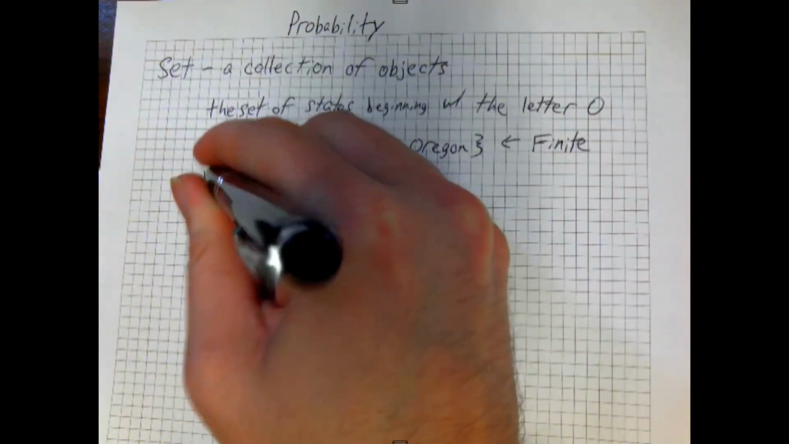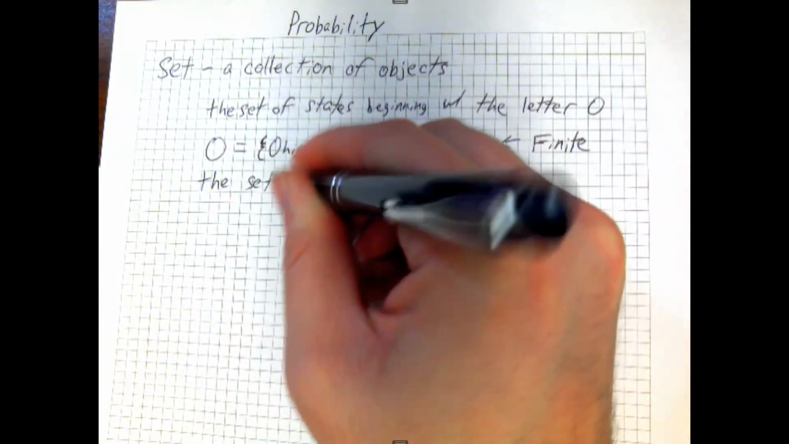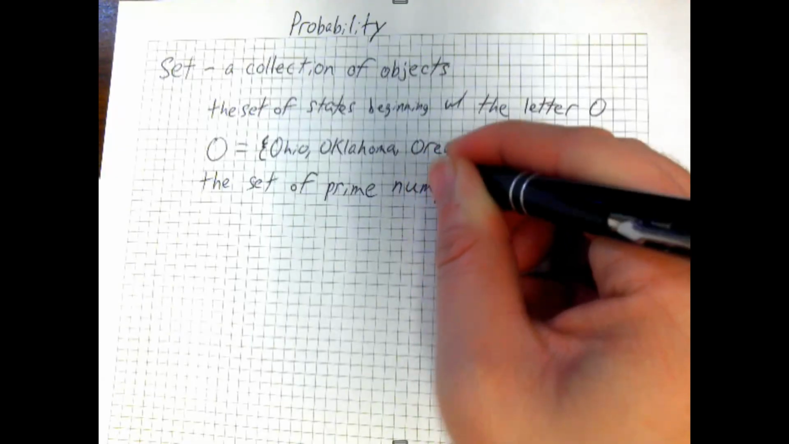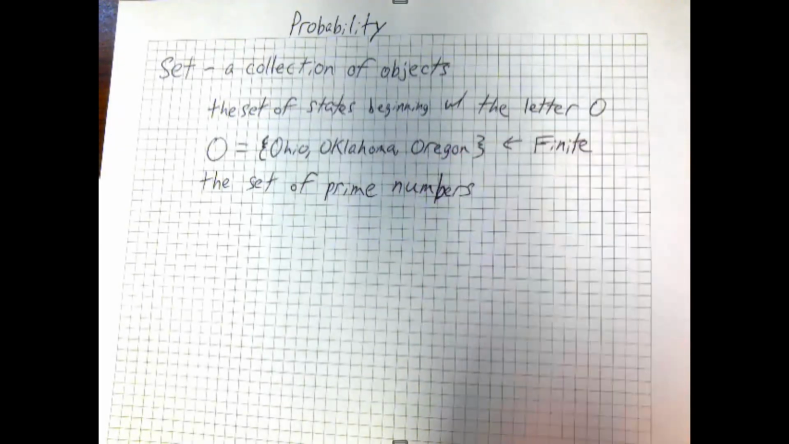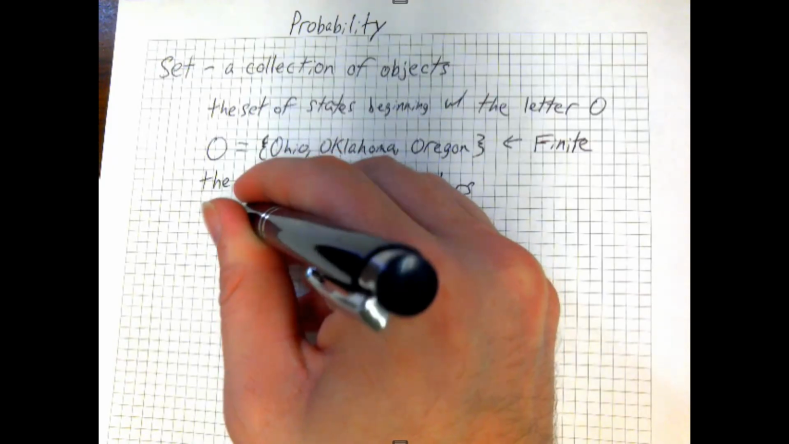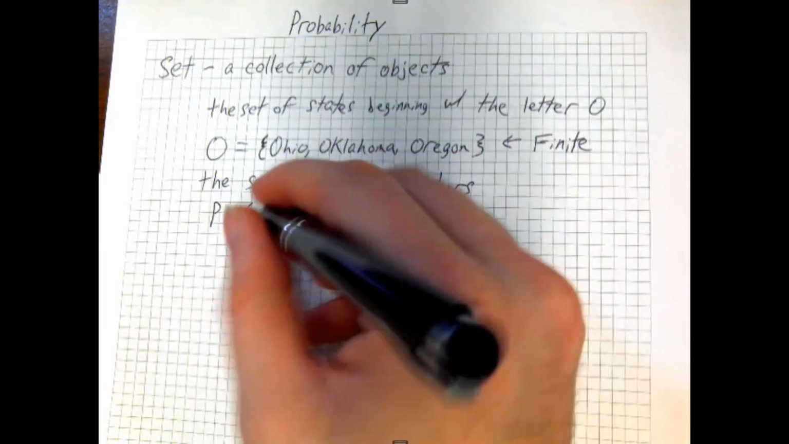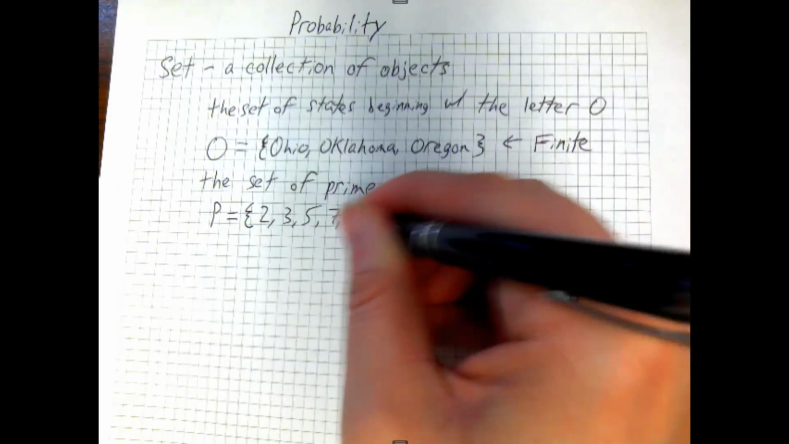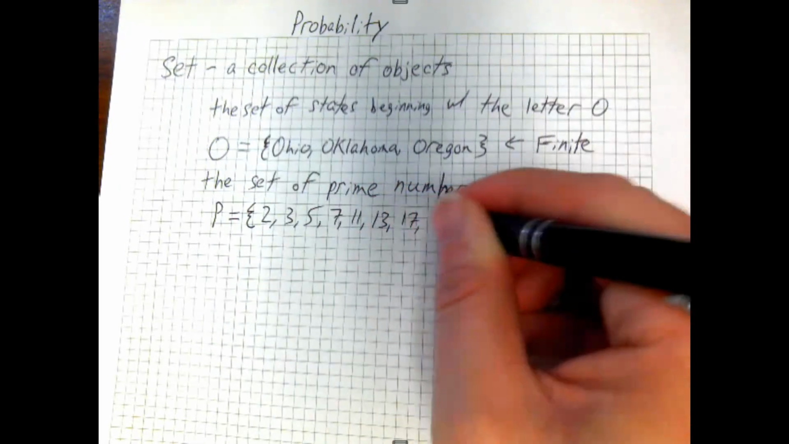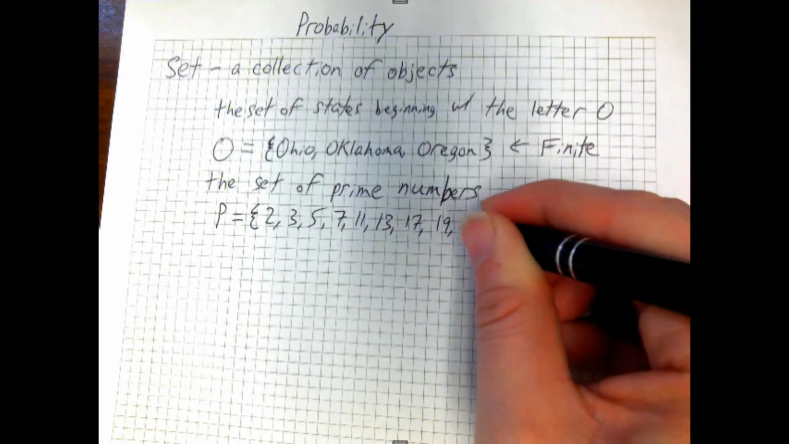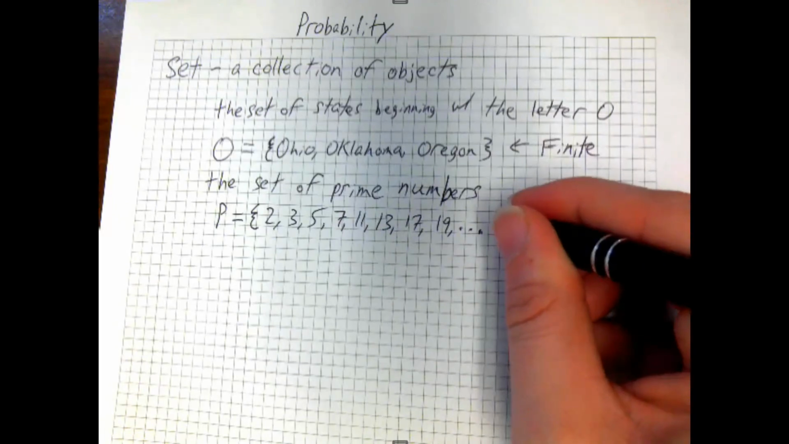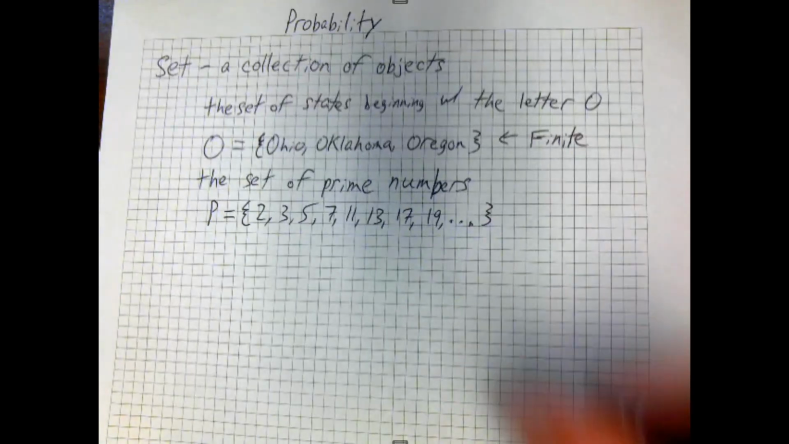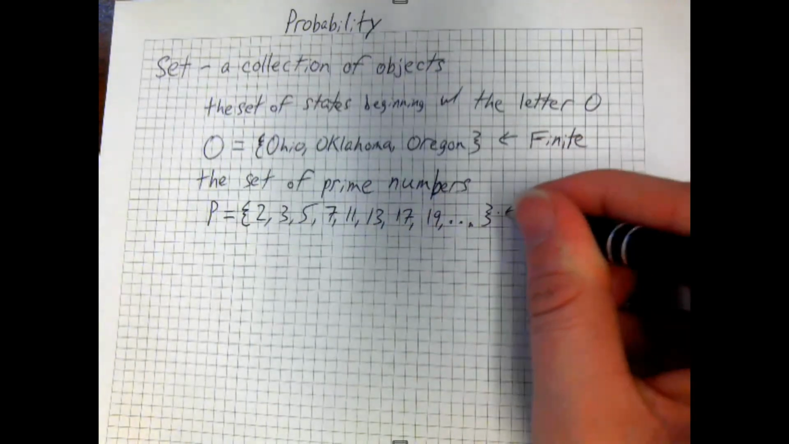That's all the states that begin with the letter O. If we had instead something like the set of prime numbers, remember, prime numbers are numbers that can only be divided by 1 and by themselves. So we might call that set P, and it would include 2, 3, 5, 7, 11, 13, 17, 19, and it keeps going. There's no end to the prime numbers. They go on forever. So we would just say ... to indicate that this set continues on indefinitely. And this would be an infinite set.